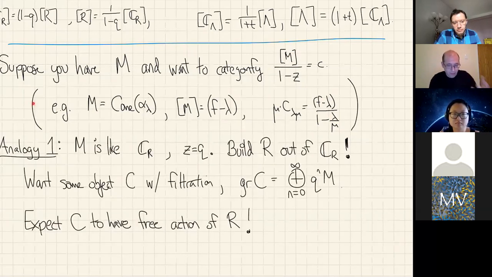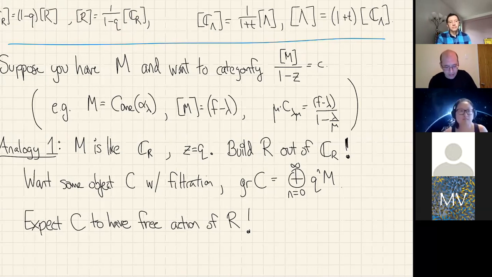Well, analogy one is to think about things in the world of R modules. So what's the analogy here? M is like the trivial rep, and C then should be like the polynomial ring itself, because when I take the trivial rep over 1 minus Q, it is the polynomial ring. So we want to think about C as being like the polynomial ring and M as being its one-dimensional module.